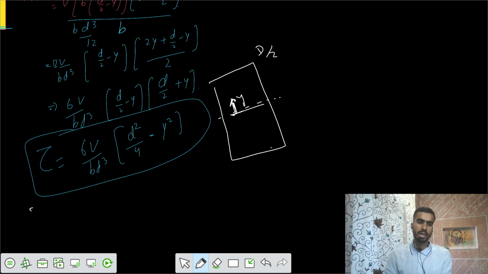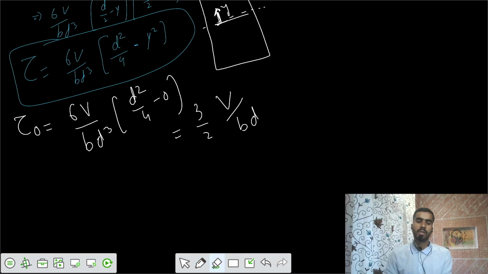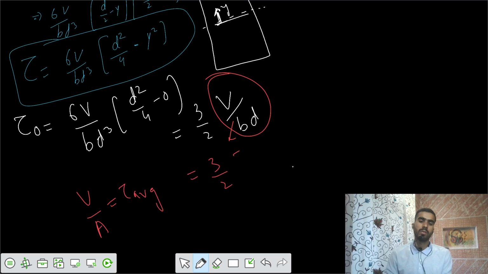So let's calculate that. What is the shear stress at y equals 0? That equals 6V upon bd cube, d squared by 4 minus 0. That is equal to 3 by 2 of V by bd. And we said that we can take this value, shear force by area, as tau average. So we got 3 by 2 of tau average, 1.5 times tau average.